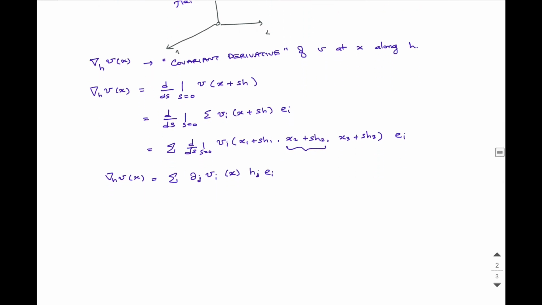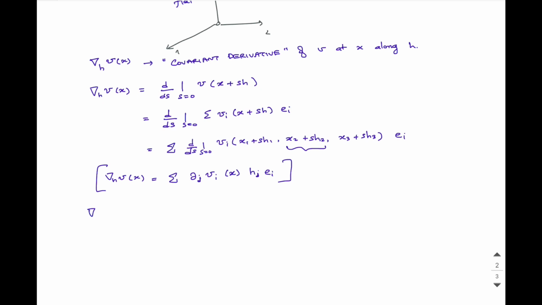So that is the expression for the covariant derivative of v along h in the direction x. Now once we have this, remember that the gradient is defined as the quantity such that the inner product of the gradient with h should give you the covariant derivative. Okay, let's see if we can write this in a particular form.